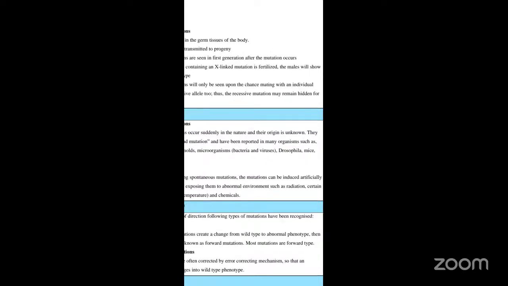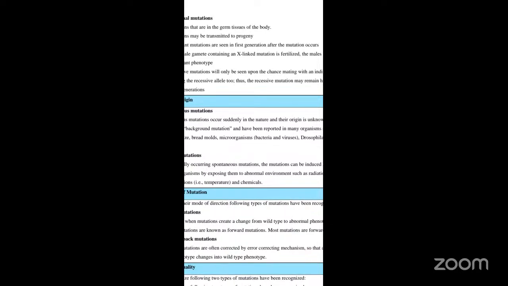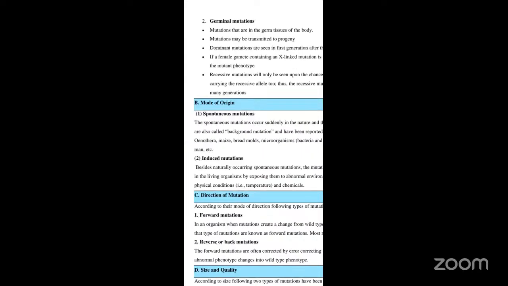Okay, artificially, by exposing the chromosomes to different abnormal conditions, an abnormal environment, such as radiation, temperature, or chemicals, like X-rays, gamma rays, and all those things. So here you are trying to induce the mutations, to create the mutations with the help of certain environmental factors, by exposing to radiation, UV rays, gamma rays, or chemicals, or temperature, or whatever may be the reason. So spontaneous mutations you can call natural, whereas induced mutations you can call artificial.